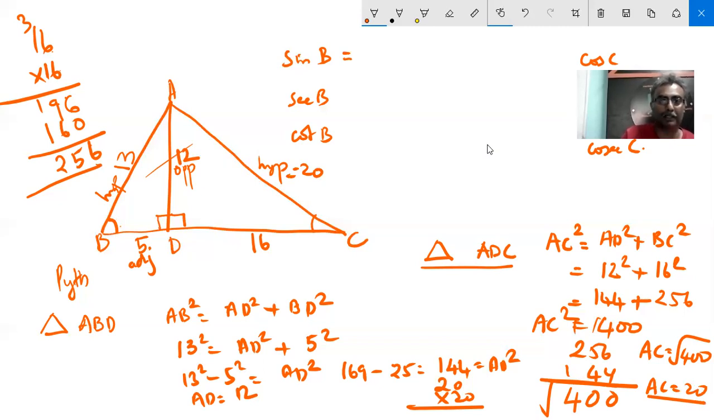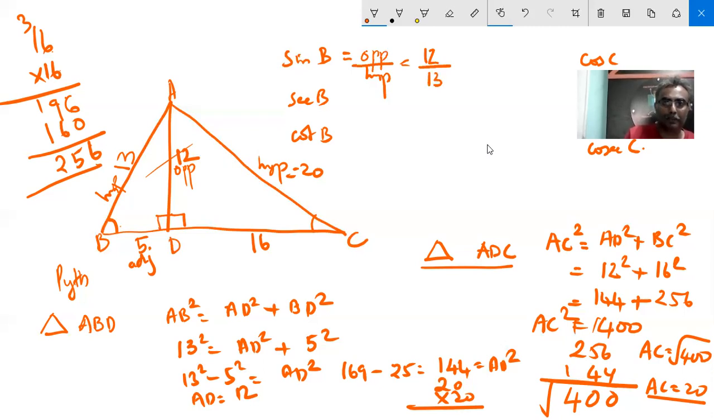Now tell me the formula. Sine formula is opposite side by hypotenuse. Very good. Now give the numbers. Opposite side is AD. How much? So AD is 12. Hypotenuse? The hypotenuse is 13.